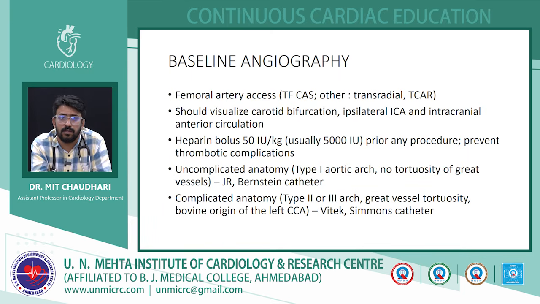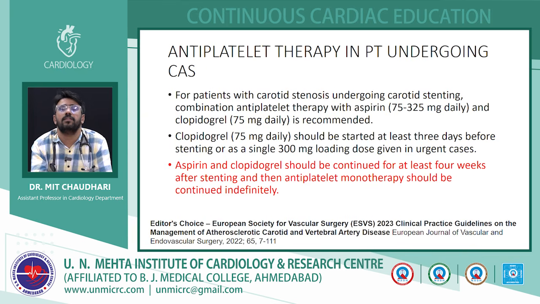So generally heparin dosage we all know. For uncomplicated anatomy like type 1 aortic arch, with no tortuosity, no bovine arch, we go with the JR catheter. And for complicated anatomy, we can consider Simmons catheter.